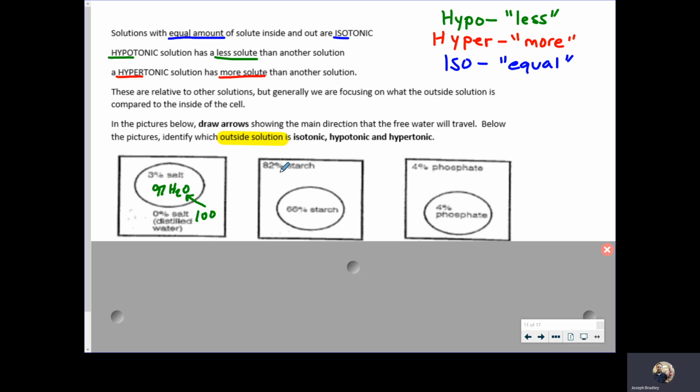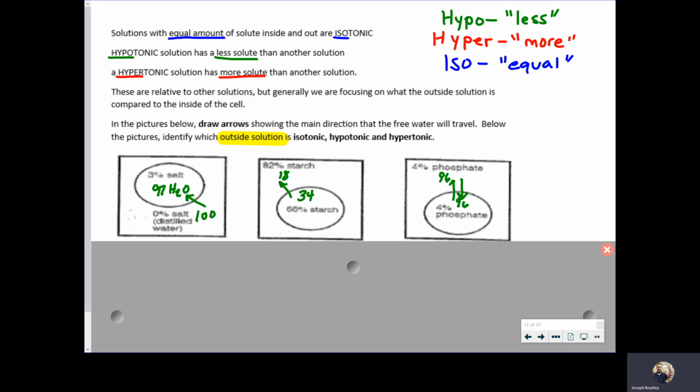The outside solution here we're saying is 82% starch. So this would mean that it's going to be 18% water. Over here, 66% starch. That means it's going to be 34%. Again, movement here is going to be out. In this one, 4% and 4%, that means it's 96% and 96%. We would say the movement is going to be equal in and out.